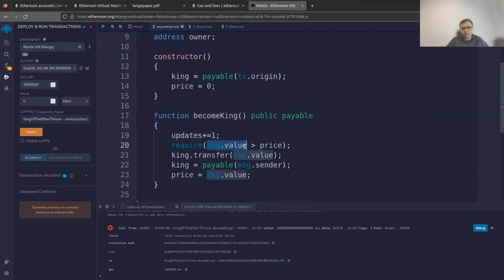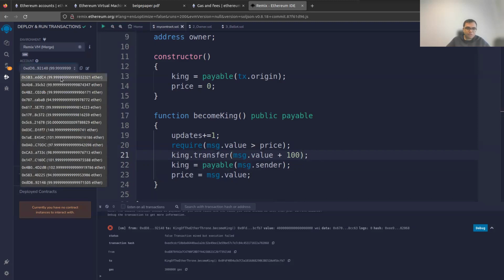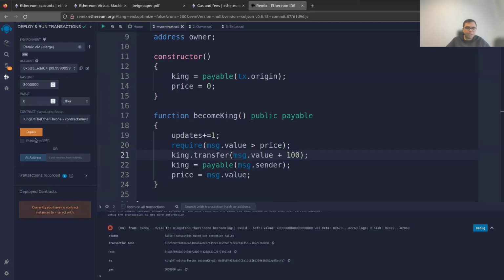It's getting some value. So that's the amount of money that was paid to the contract. So that becomes the balance of the contract. And then the contract is transferring exactly that value to the king. But what happens if I want to transfer more? msg.value plus 100. So my contract does not have this money. Let's see what happens if it tries to actually transfer money that it does not have.